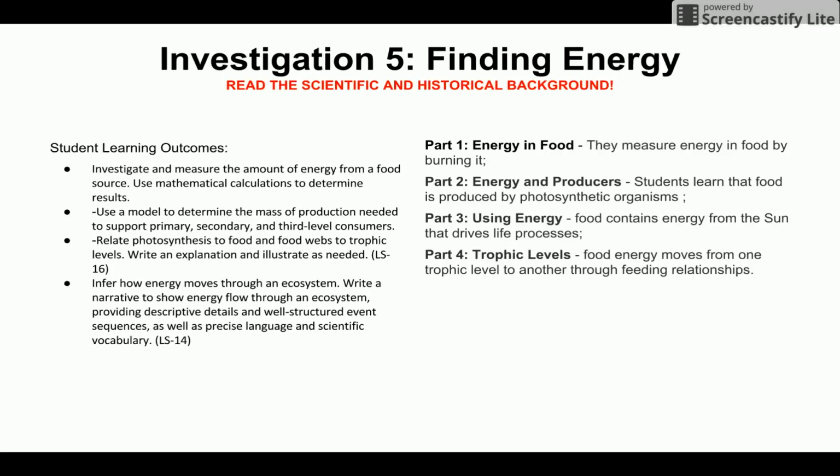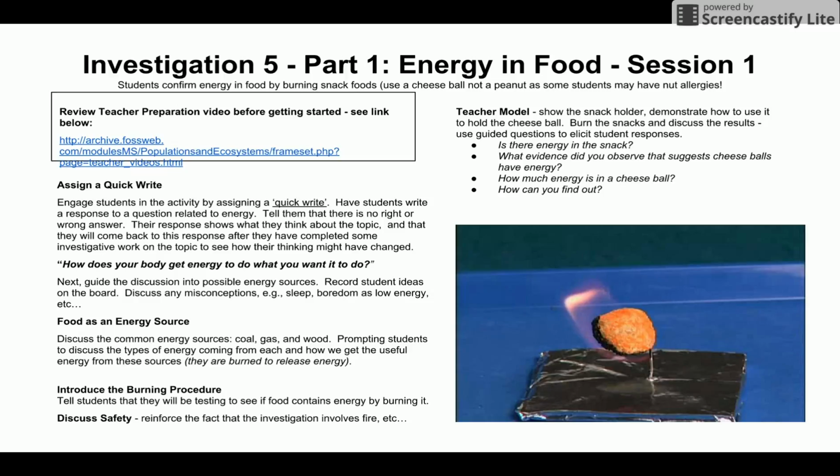Part 2, Energy and Producers. Students learn that food is produced by photosynthetic organisms. Part 3, Using Energy. Students learn that food contains energy from the sun that drives life processes. Part 4, Trophic Levels. Students learn that food energy moves from one trophic level to another through feeding relationships. My recommendation to you before getting started is to view the teacher preparation video.